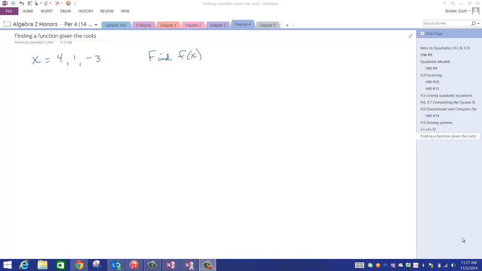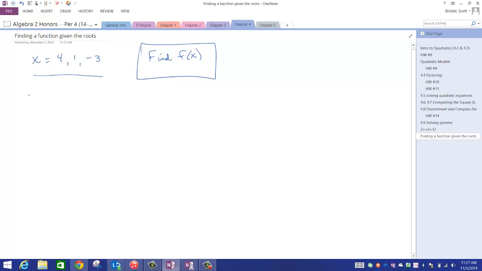So let's remind ourselves what we would do if we were given zeros of a function and asked to find the definition of that function. For instance, in the example that I have here, I'm given roots or x-intercepts of x equals 4, 1, and negative 3, and I'm asked to find f of x.